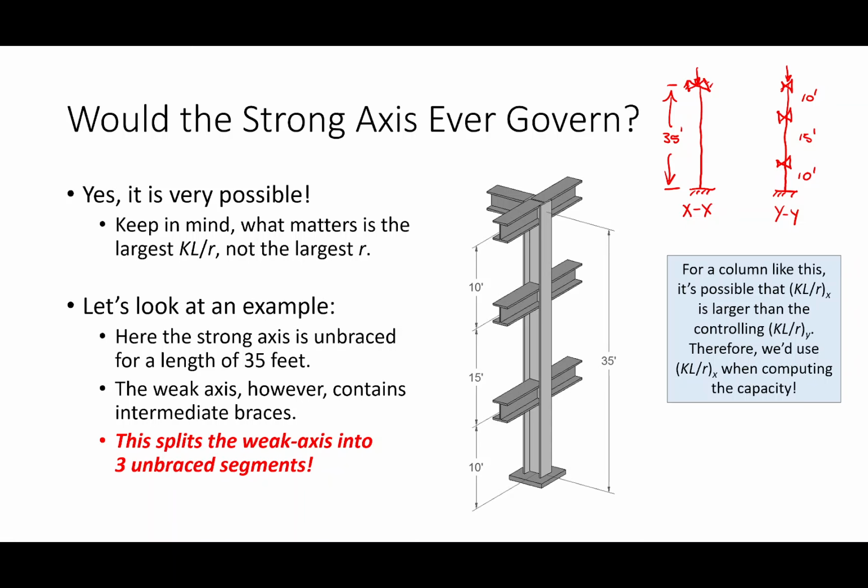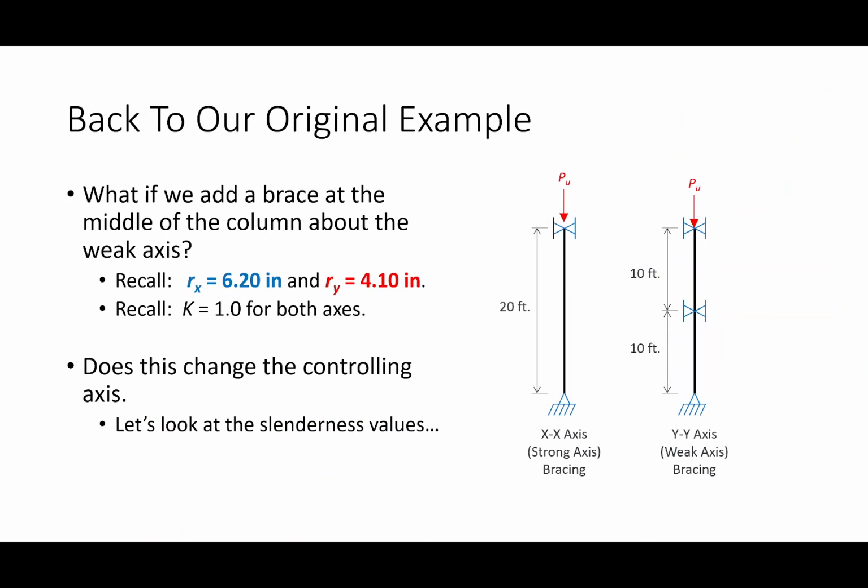So whenever we have a situation like this, what we would have to do is evaluate each bracing configuration separately. Look at the x-axis, figure out the worst case KL over R. Look at the y-axis, figure out the worst case KL over R. Make sense? Let's go back to this example, okay?